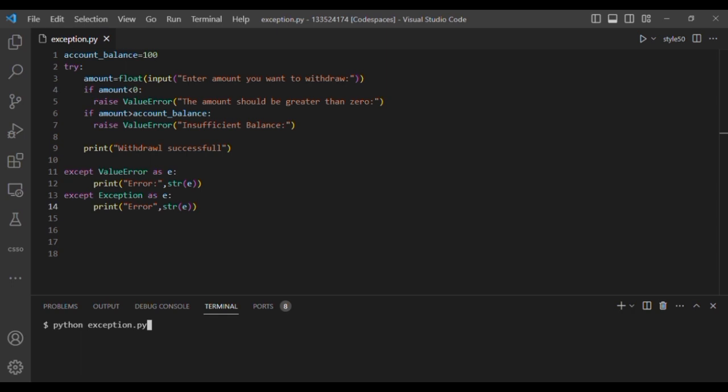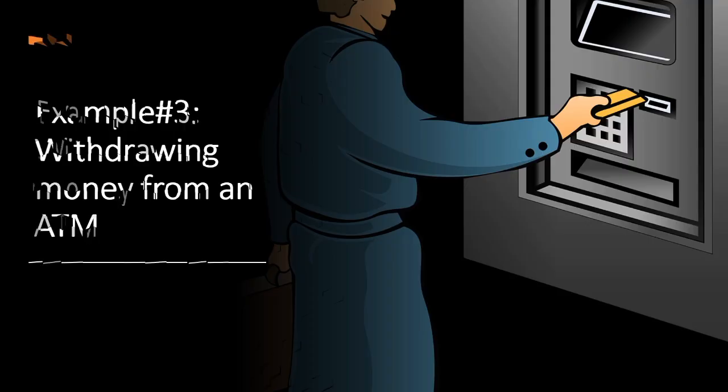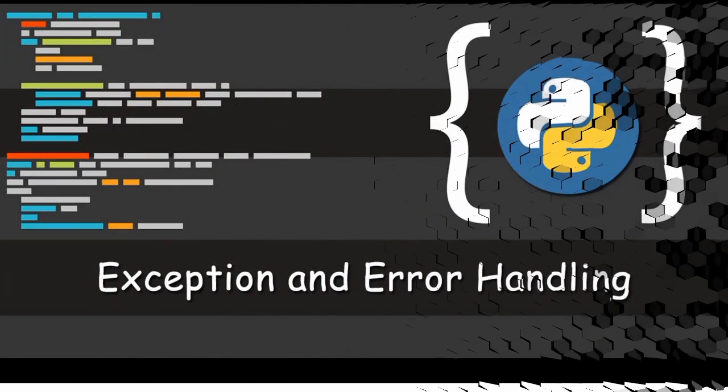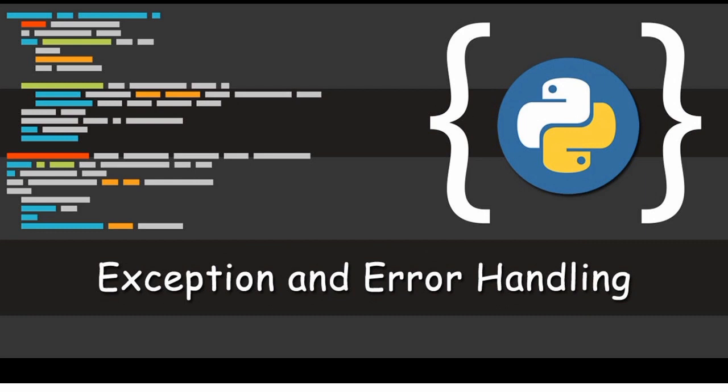For example, if the user enters a number that is greater than the amount balance, then the except block catches the exception and prints an error message like insufficient balance. This will help the user understand the problem and prompt them to input a valid numeric value. By catching and handling specific exceptions, we can improve the user experience and guide users towards resolving errors or providing valid inputs in an easy manner so that they can understand their problem and resolve their issues.